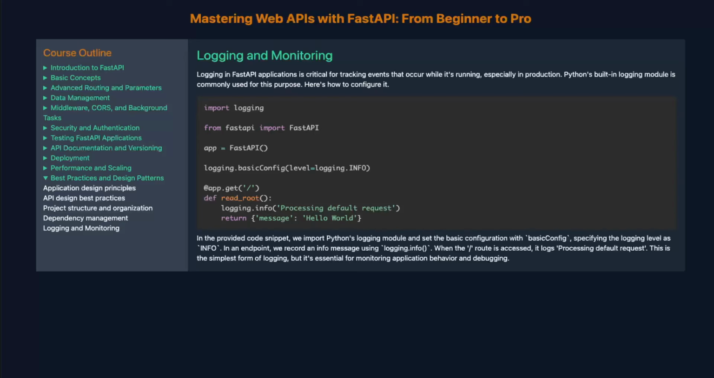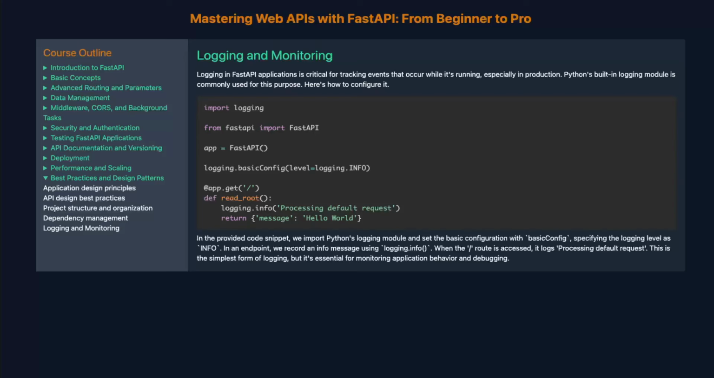In the provided code snippet, we import Python's logging module and set the basic configuration with basicConfig, specifying the logging level as info. In an endpoint, we record an info message using logging.info. When the root is accessed, it logs processing default request. This is the simplest form of logging, but it's essential for monitoring application behavior and debugging.